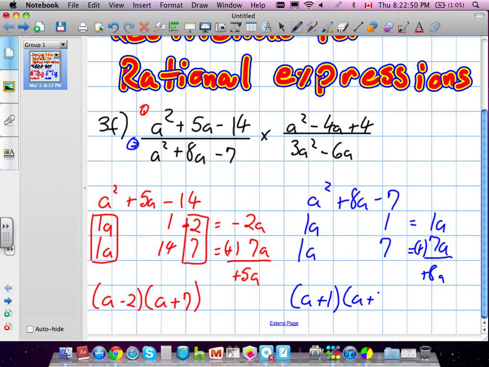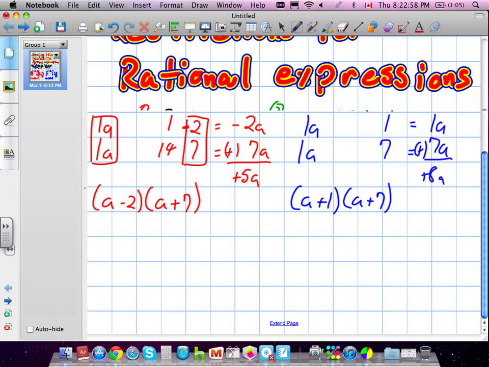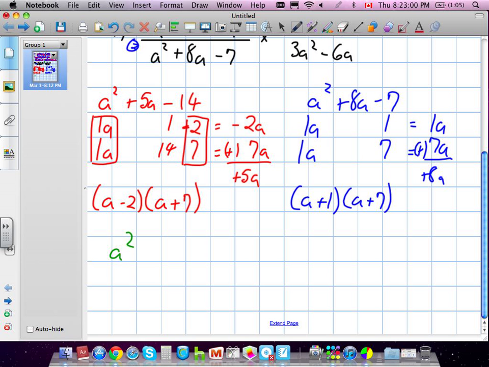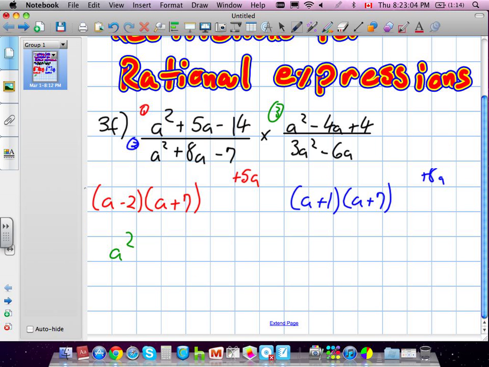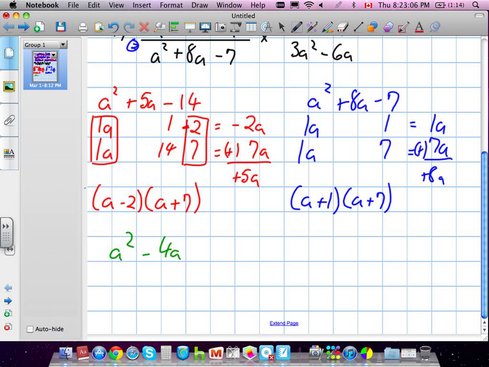Do the third guy here. There's a whole lot of them, eh? a squared minus 4a plus 4. Wait, did I say that right? Yeah, a squared minus 4a plus 4. Same idea. 1a and 1a, 1 and 4, 2 and 2. Do you know which one we're going to use? Yeah, 2 and 2.